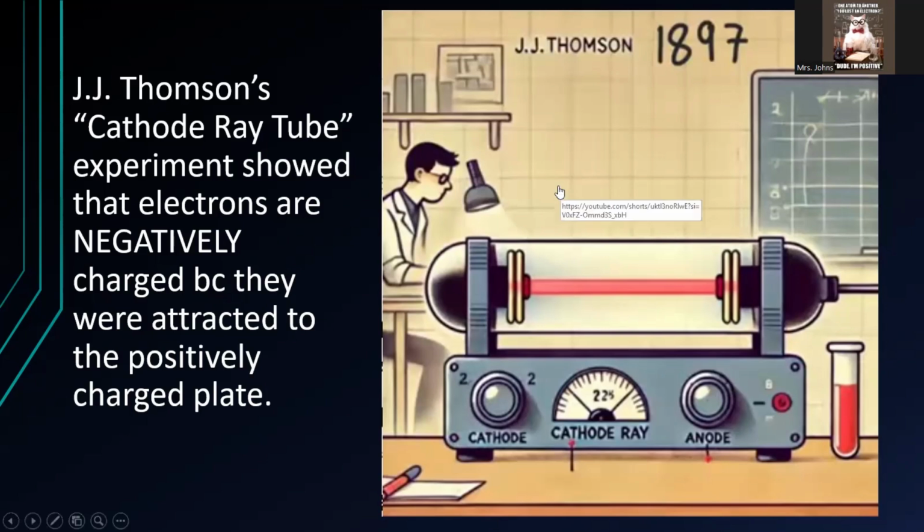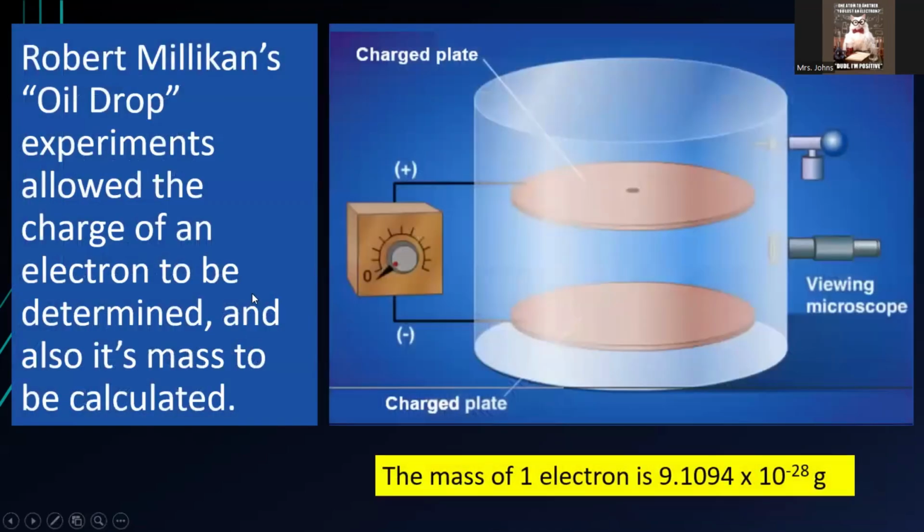Okay, now his calculations are beyond the scope of this class, but I just wanted to show that he showed that they are negatively charged, because otherwise they wouldn't have moved toward the positively charged electrical plate. Now, next, Robert Millikan, who was an American physicist, did this oil drop experiment. He could calculate what the charge of an electron was and also the mass of an electron. So here is another short video.